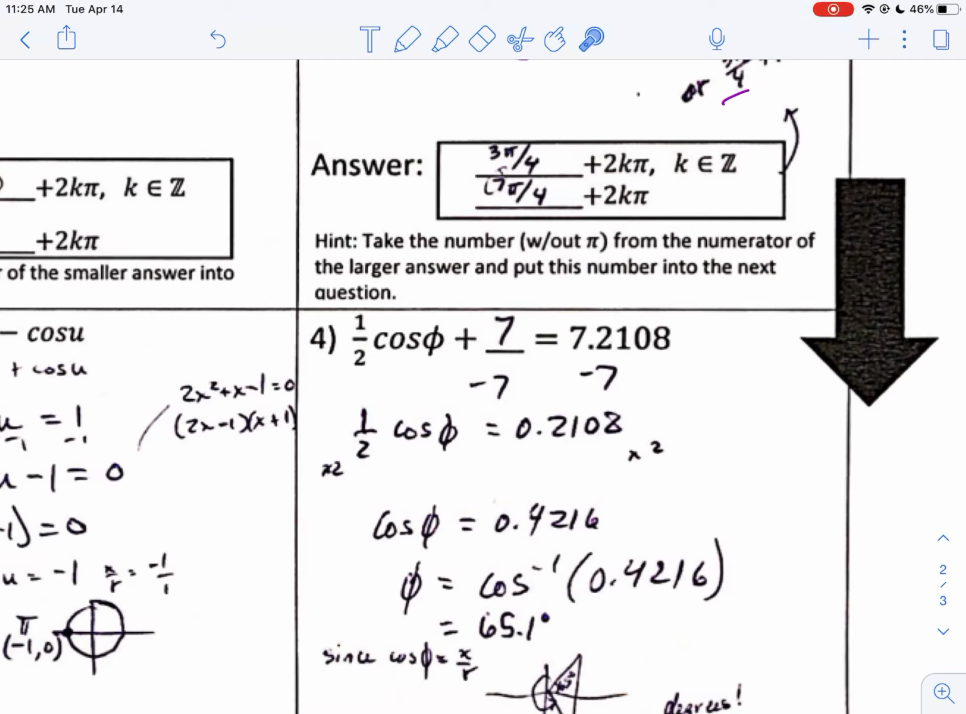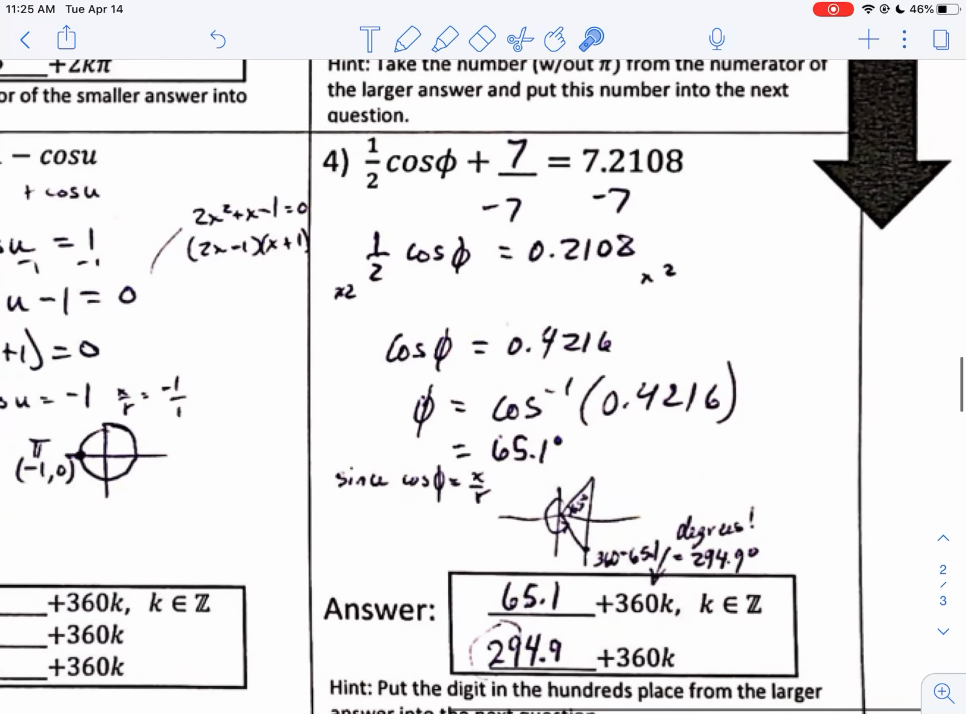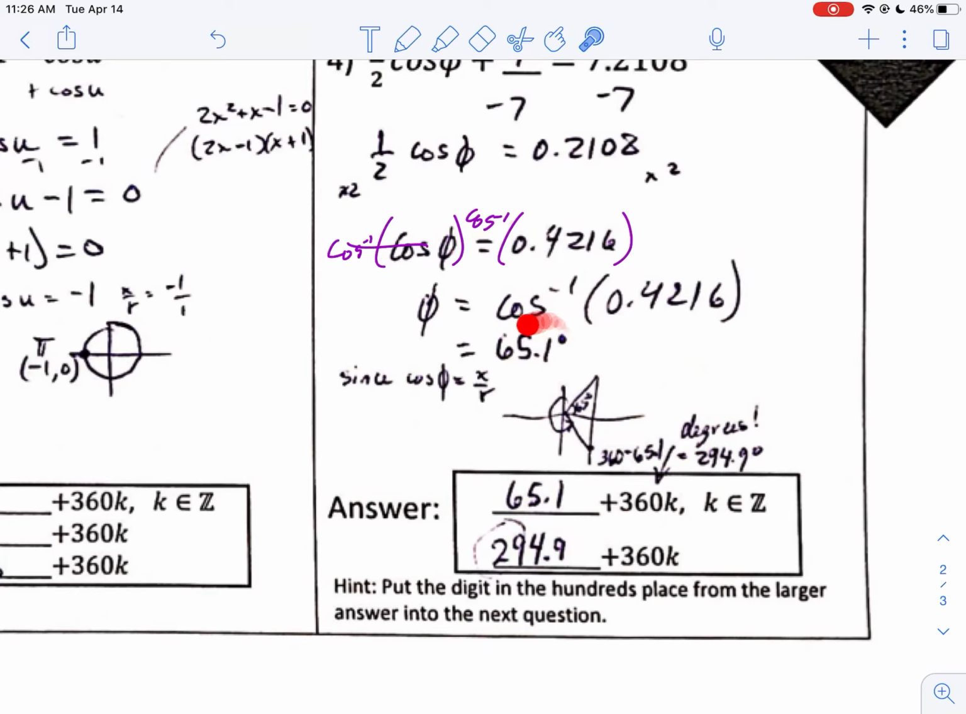We now solve this. Notice this equation got a bit more complicated, but I'm just undoing. I'm getting phi by itself, so I need to take away the 7 from both sides. Then I need to multiply both sides by 1/2, and the cosine phi is 0.4216. Then I need to get rid of the cosine, so I take the inverse cosine of both sides. Remember that? Inverse cosine of this side, inverse cosine of this side. And so phi then is this.